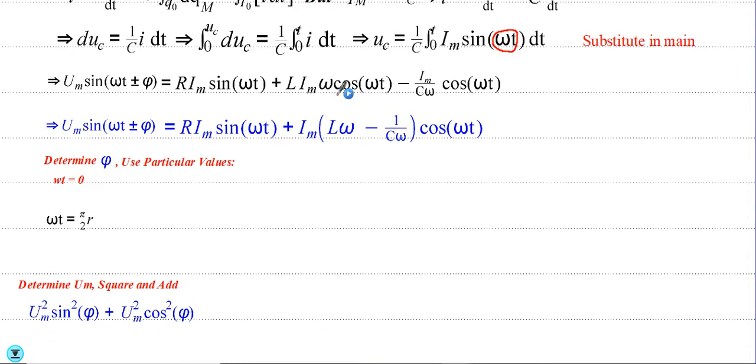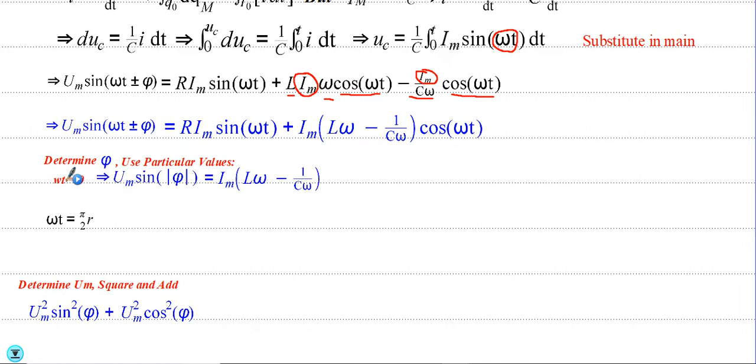However, we realize that cosine omega t and cosine omega t are common, and I m are common as well. So we take I m cosine omega t as common. What remains inside is L omega minus 1 over c omega. To determine phi, use the particular values.